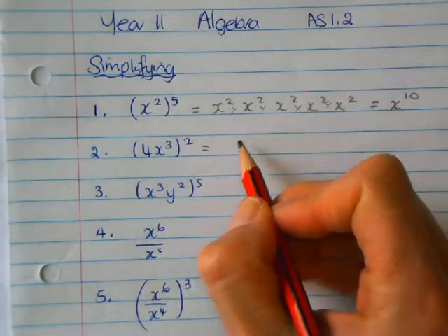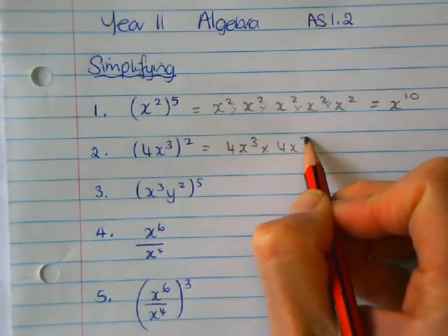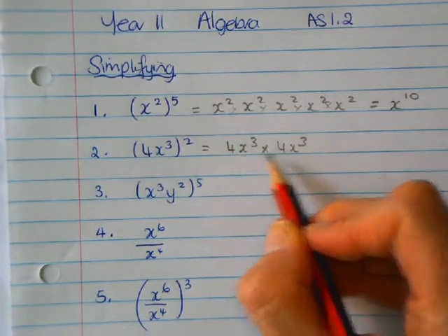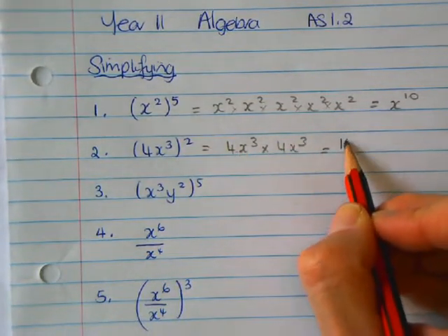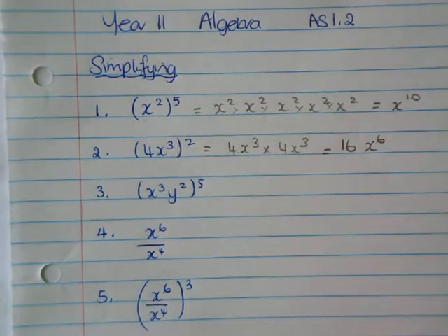So using the same rule here, we can write 4x to the power of 3 times 4x to the power of 3 twice, as it says there. So 4 times 4 is 16. 3 plus 3, adding the powers, is 6.